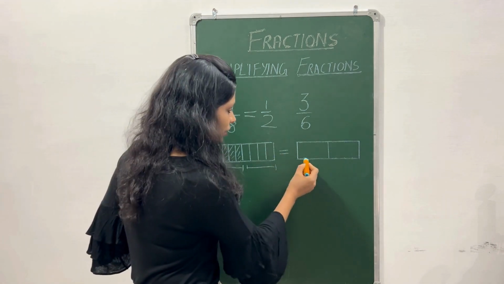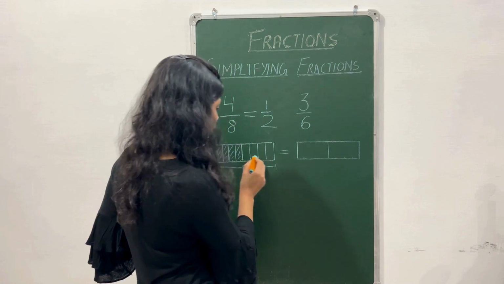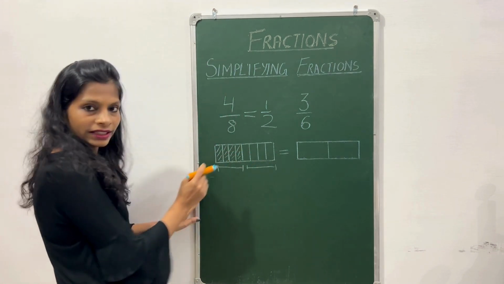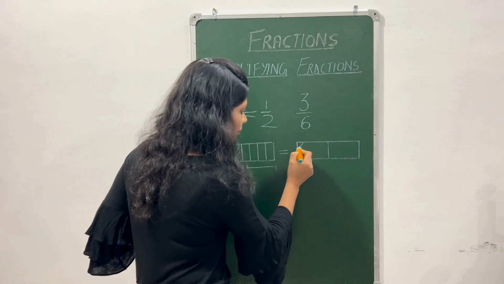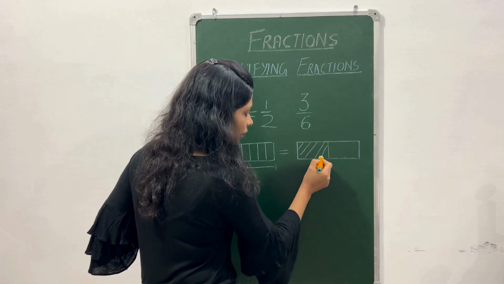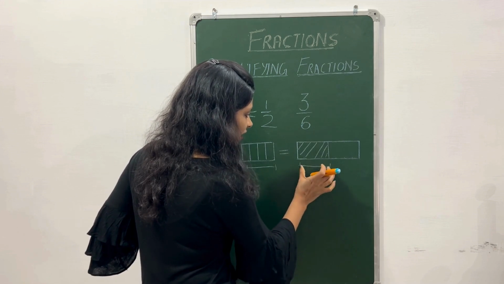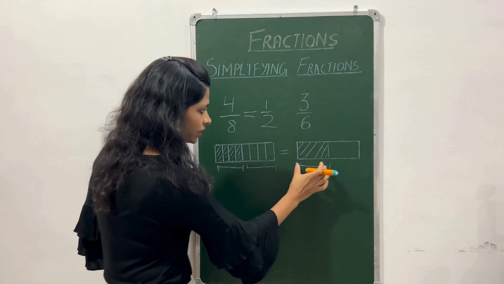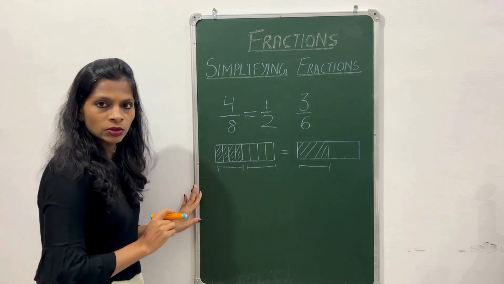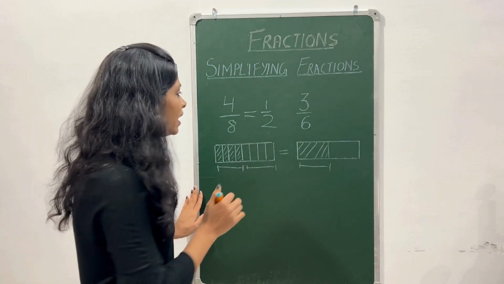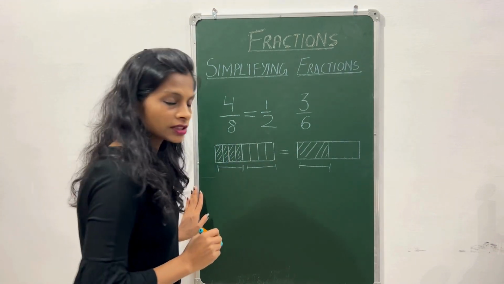Now if I use the second rectangle and remove the equally divided portions, I can see that half of the rectangle is shaded. I am shading here half of the portion. So that is the reason I see that this shaded amount is equal to this shaded amount, and that is why they are representing the same amount, and hence these are equivalent fractions.